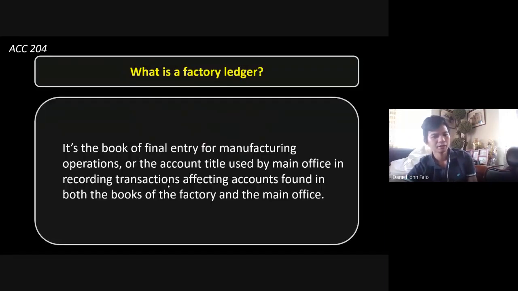What is a factory ledger? And so this is a book of final entry for manufacturing operations and the account title used for the main office in recording transactions affecting accounts found in the books of the factory and the main office. So yung mga related sa manufacturing, lahat ng mga transactions, dito pumapasok sa factory ledger.